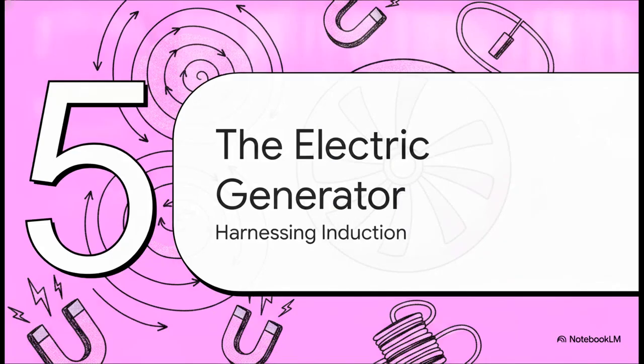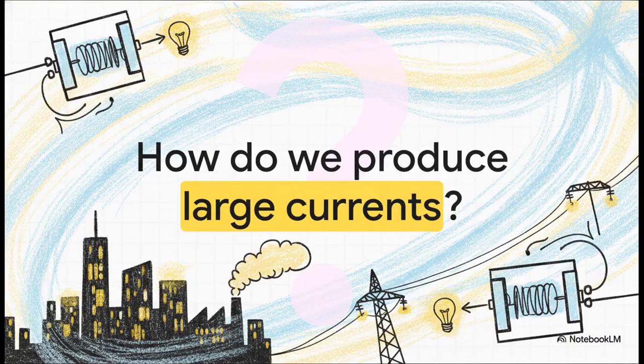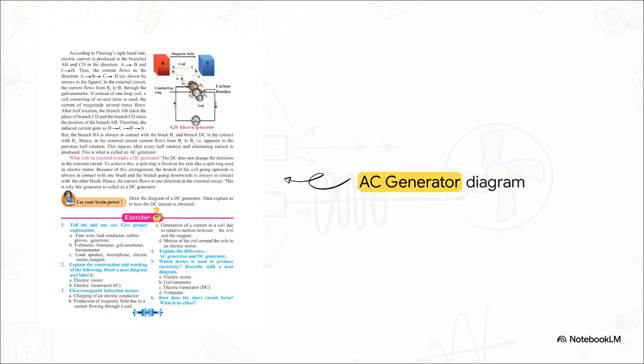Finally, we arrive at Section 5, the electric generator. So, we've covered the textbook theories of Faraday and Fleming, but up until now, those little currents we talked about making with a galvanometer were, well, tiny. So I have a question for you. How do we actually take this principle of electromagnetic induction and harness it to produce the massive, usable currents needed for mankind? How do we scale up a simple magnet and wire to light up a bustling city? The answer, of course, is the electric generator.